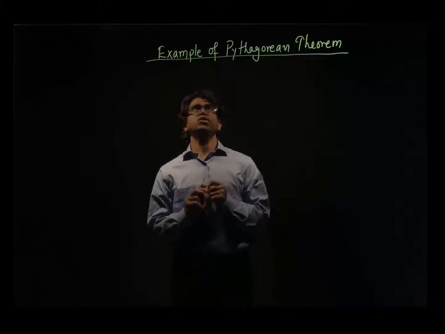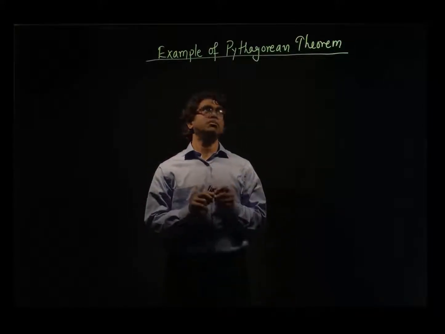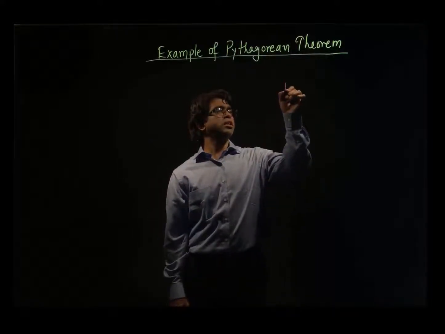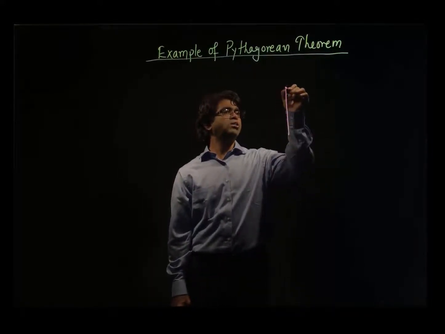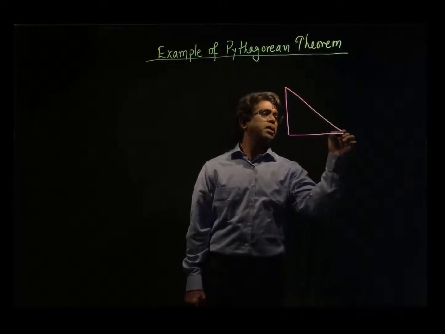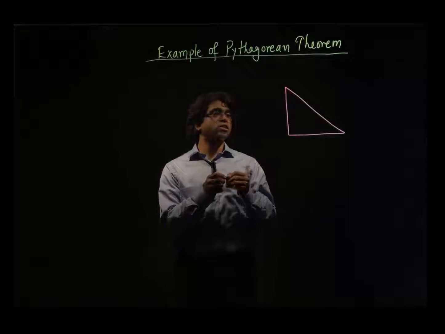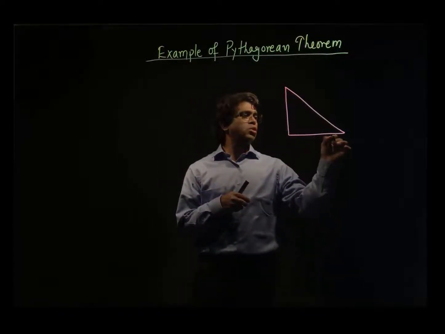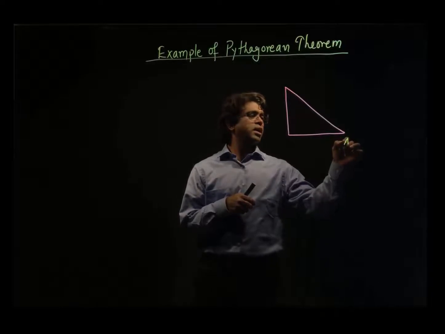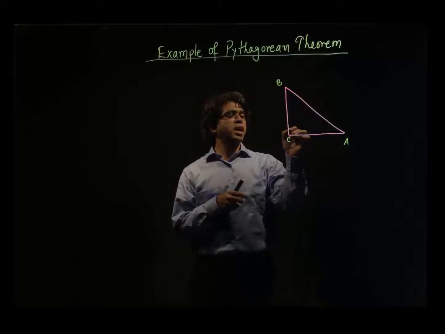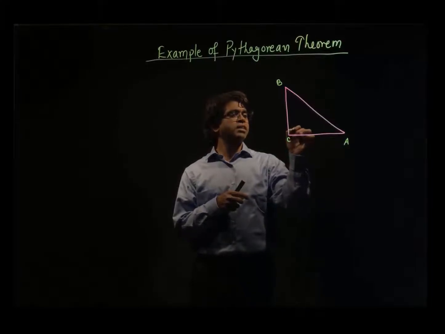In this video, we are going to talk about an example of the Pythagorean theorem. So what I'm going to do is consider a triangle. As you can see, this is my right triangle, because the Pythagorean theorem is based on the right triangle. I'm going to call this triangle A, B, C, and vertex C is the right angle.